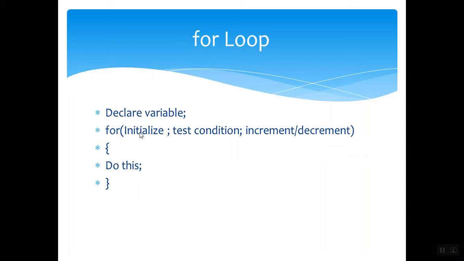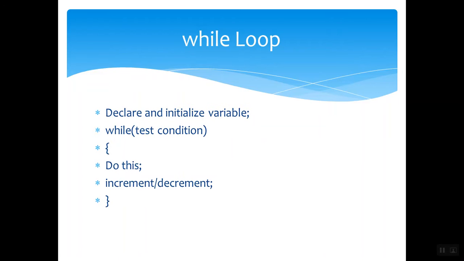So we initialize a variable, and this condition is tested, whether it is true or not. If it is true, the activity is performed, and then we perform the increment or decrement. Again this condition is verified, and if it is true, the activity will be performed again. So this keeps on happening again and again. This cycle keeps on recurring every time till the condition is satisfied.